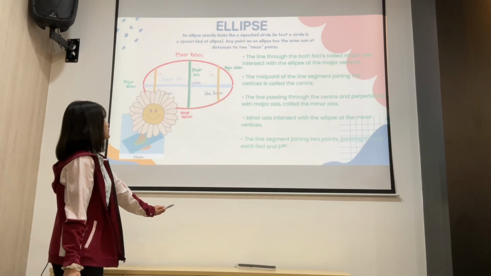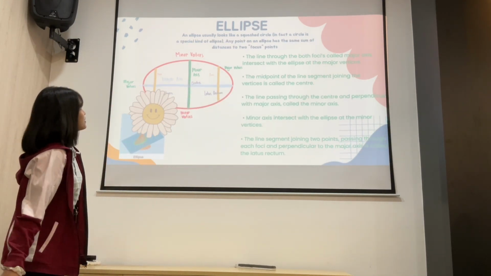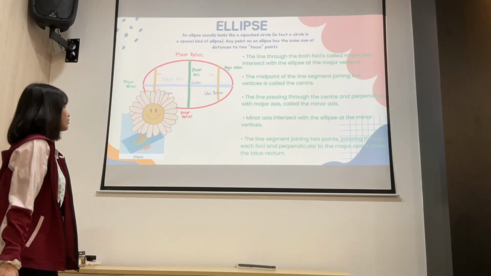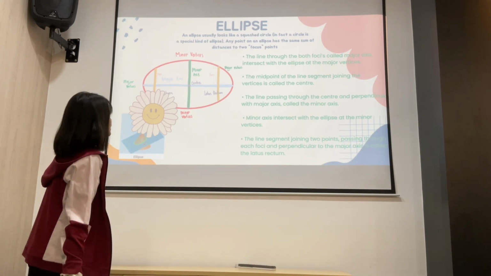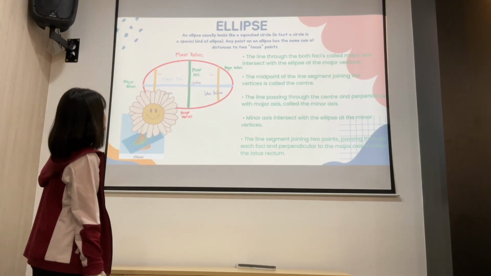So now we are going to discuss about ellipse. An ellipse usually looks like a squashed circle. In fact, a circle is a special kind of ellipse. Any point on an ellipse has the same sum of distance to 2 focus points.